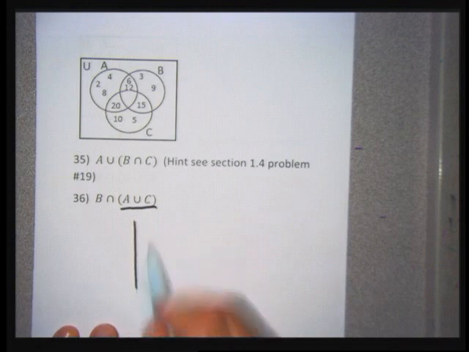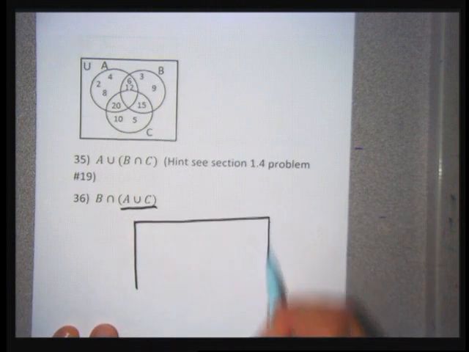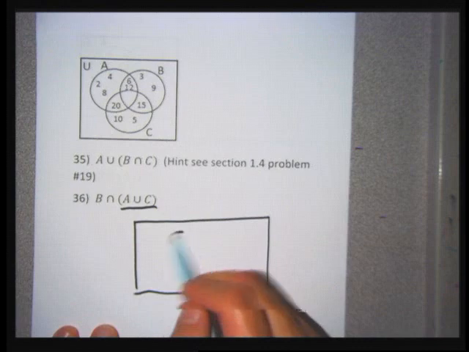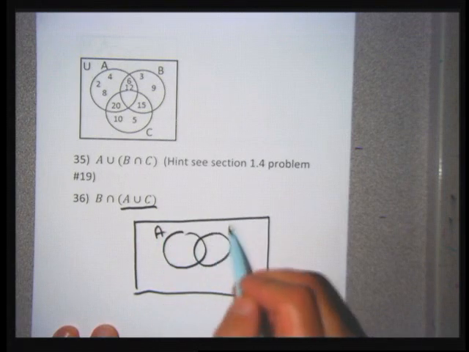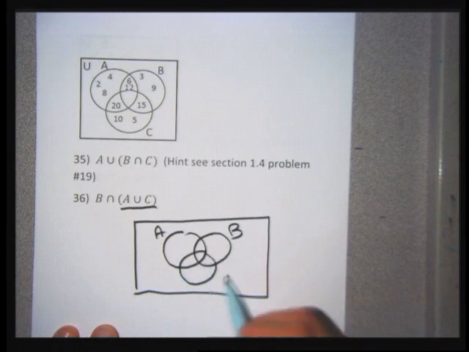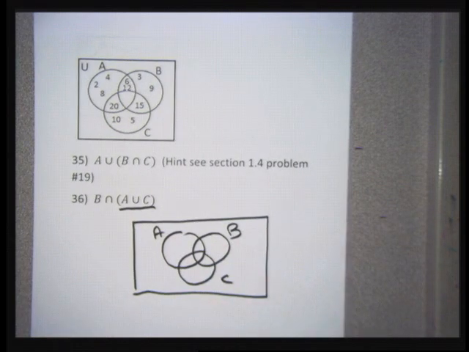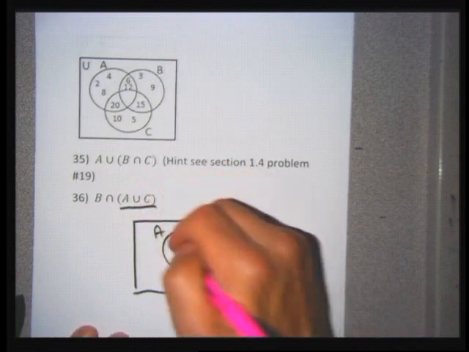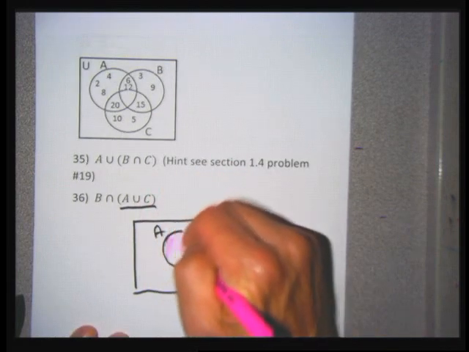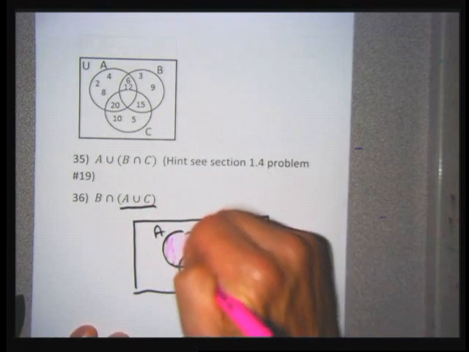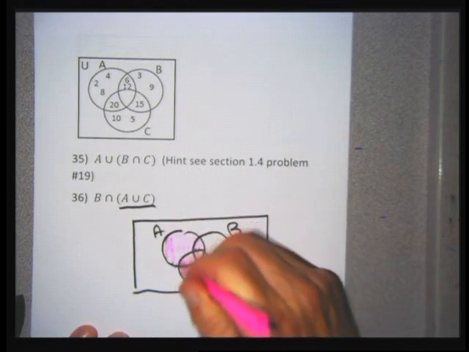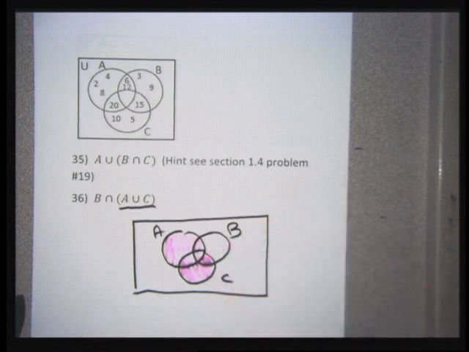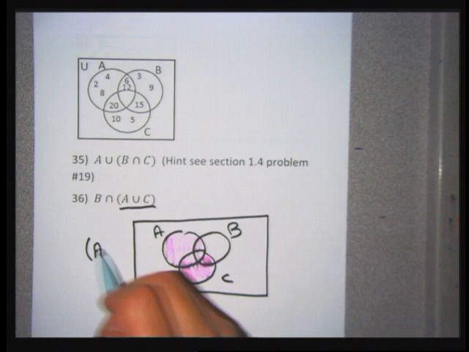So I'm going to start off with 36 by doing A union C, and I could do that in one color in one graph. Unions for me are one graph, intersections I do two colors, two graphs. A union C is going to be the A union C part. I'm going to color in the entire A circle, and I'm going to color in the entire C circle. So that's A union C, whether I have the parentheses or not.